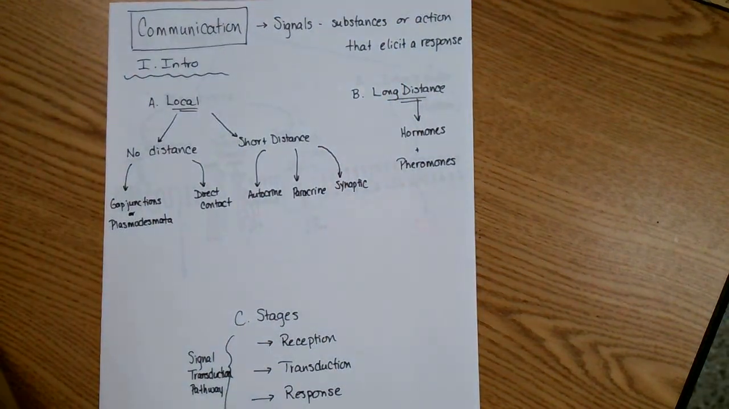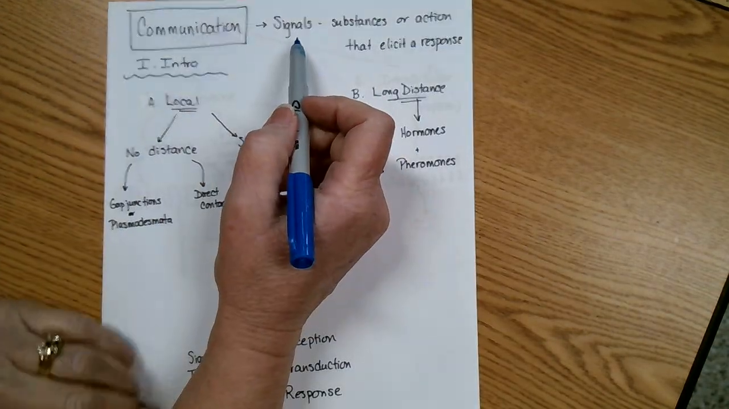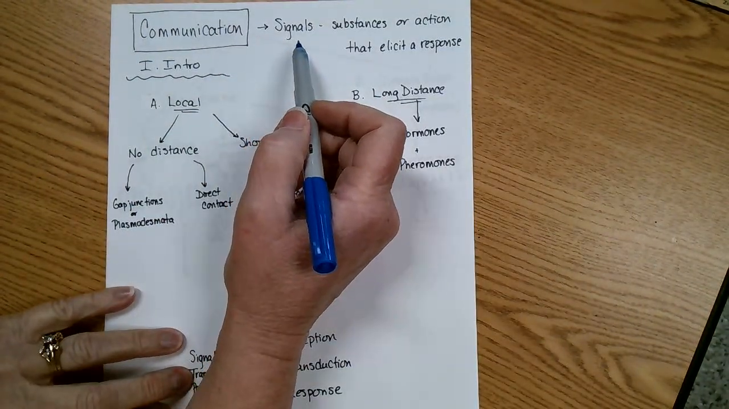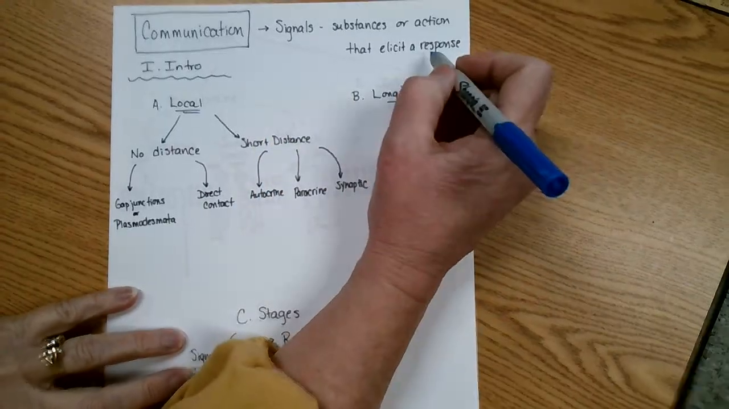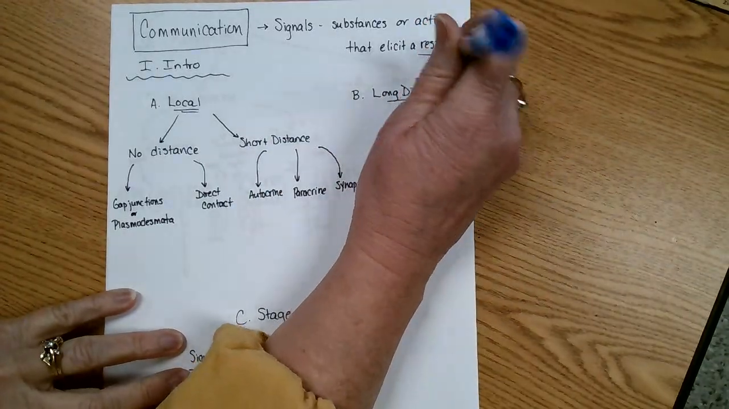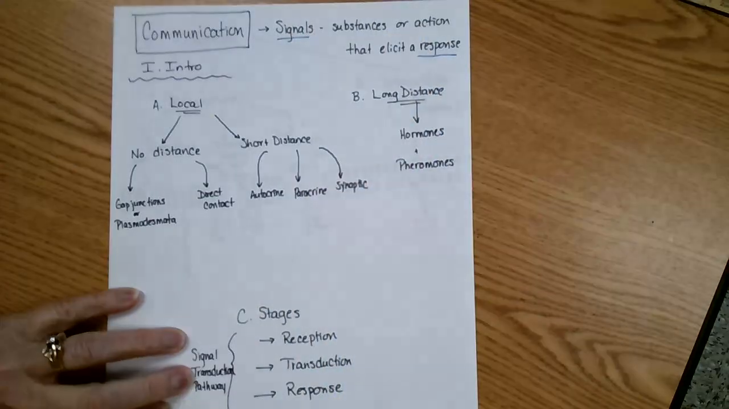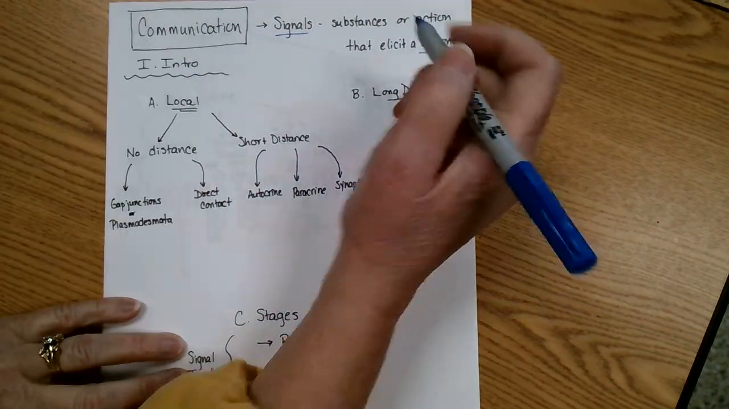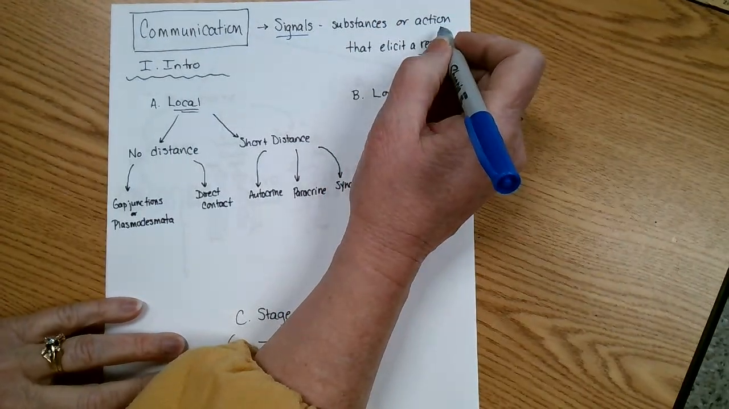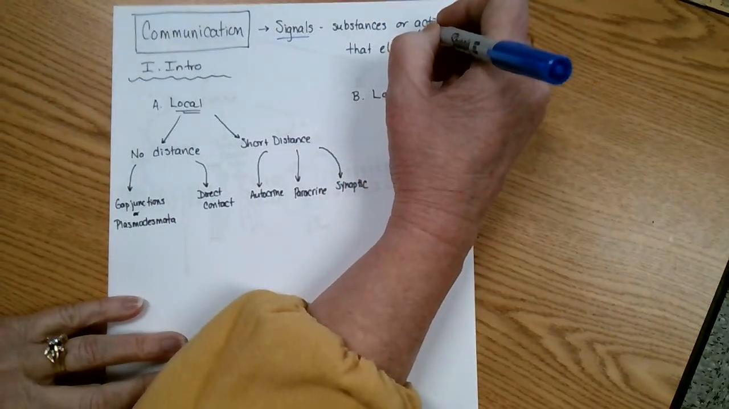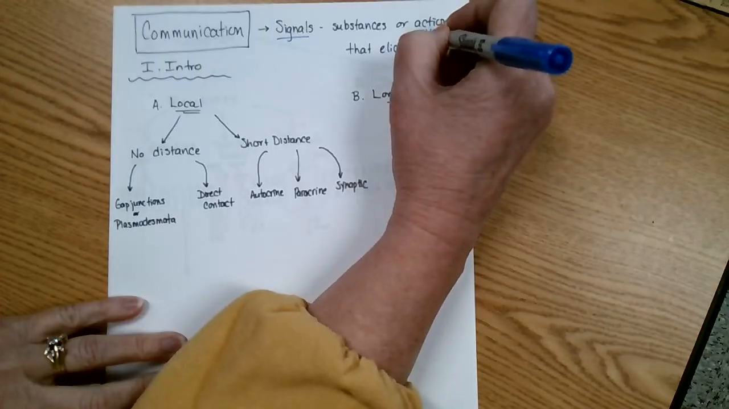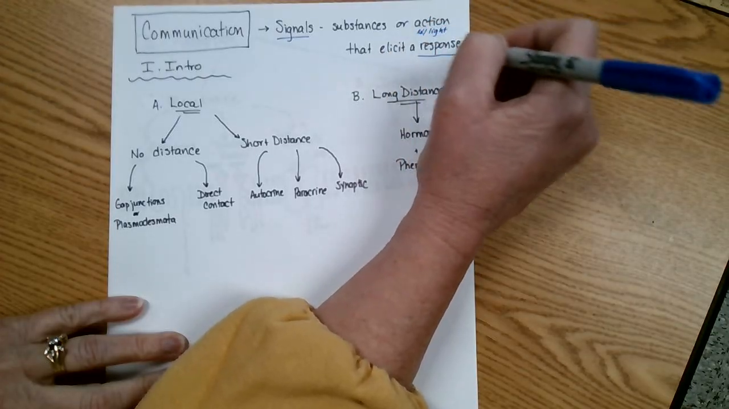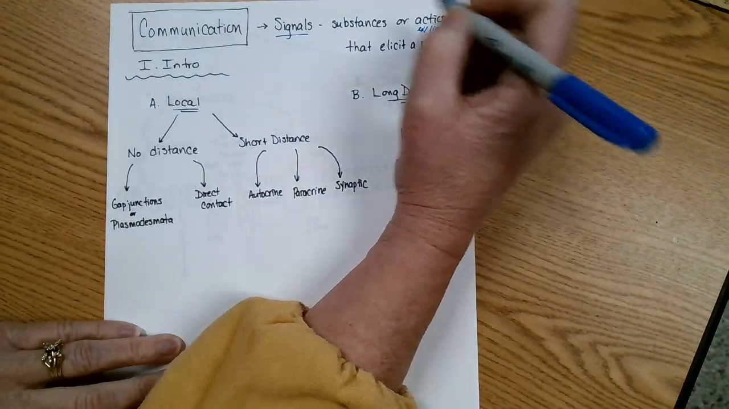All right, kids. So I just wanted to review our introduction to communication. Remember, communication means signals are being sent out that are going to elicit a response, okay? And this is important in practically everything that's going on in living things. Those signals can be either a substance or an action. An action, for example, like light, can be something that would elicit a response in plants.